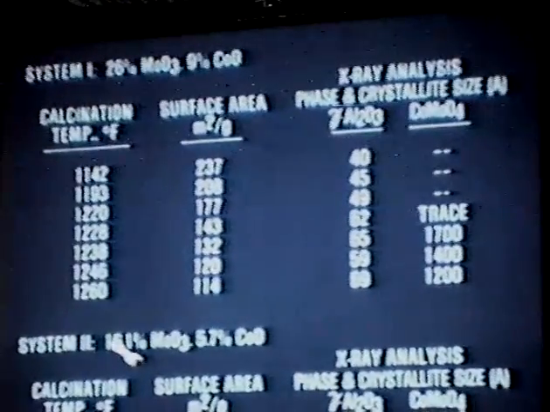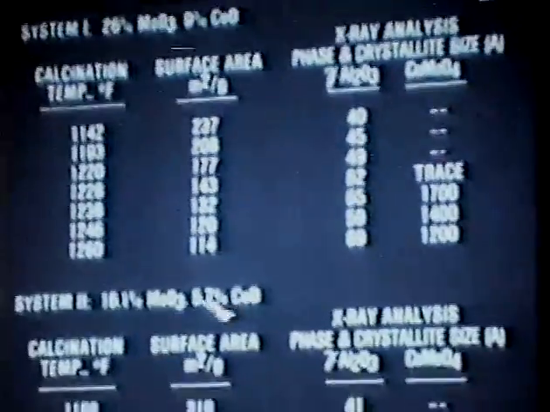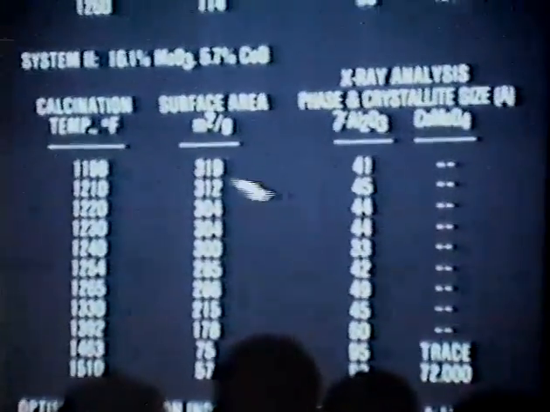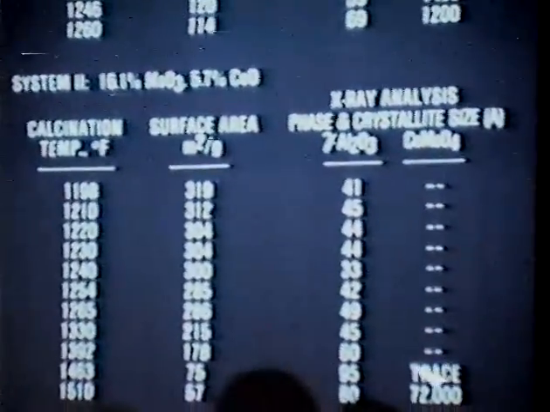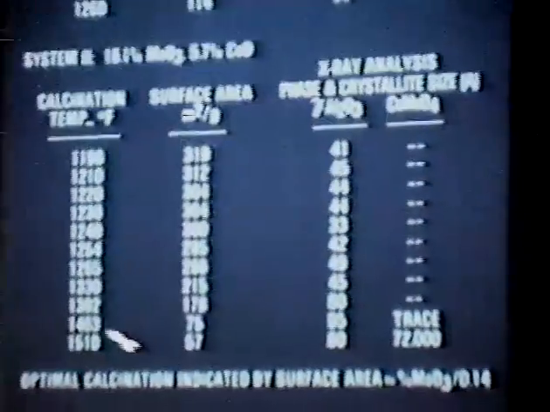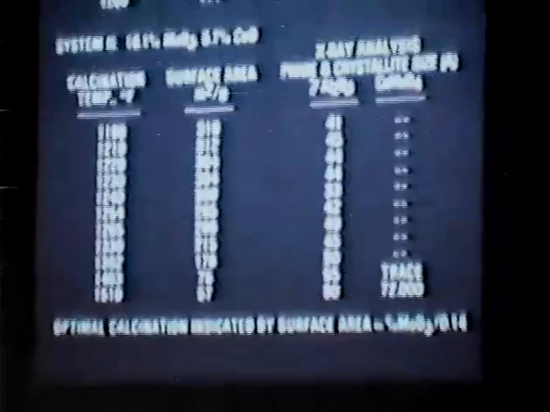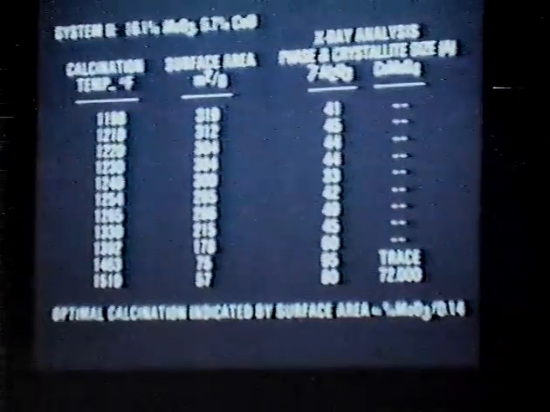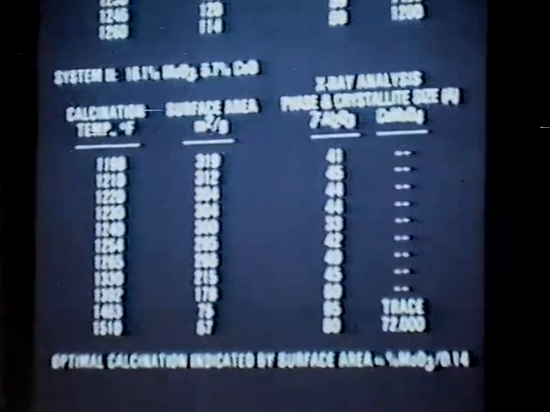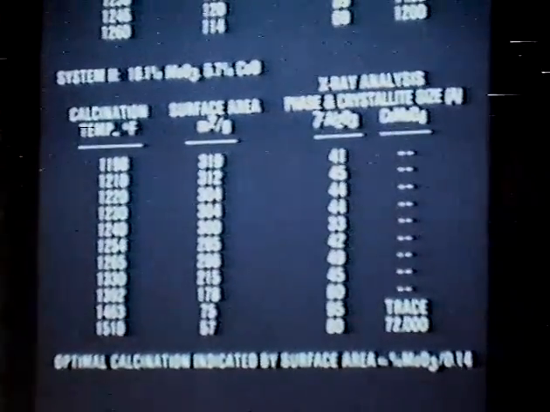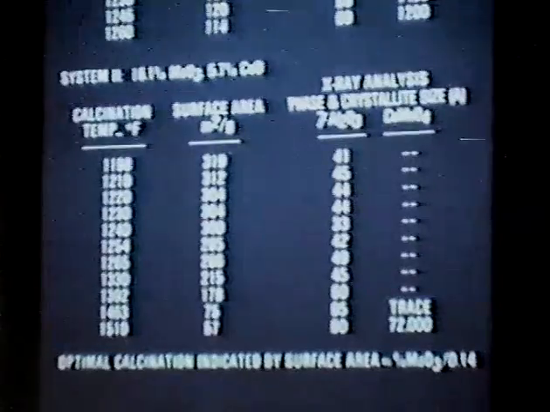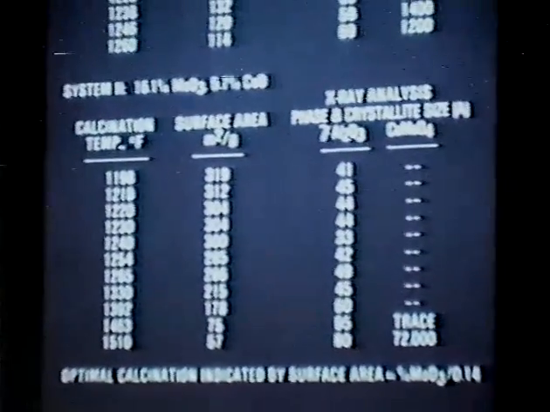Now, if we lower the metals loading to these values, you can see that we don't start finding CoMoO4 until a much higher calcination temperature and a much lower surface area. In other words, it looked at this stage like indeed, as we were visualizing from our model, the amount of surface area that was required to distend the molybdenum trioxide and so on was proportionally lower with proportionally lower metals loadings. So it all seemed to still be fitting.